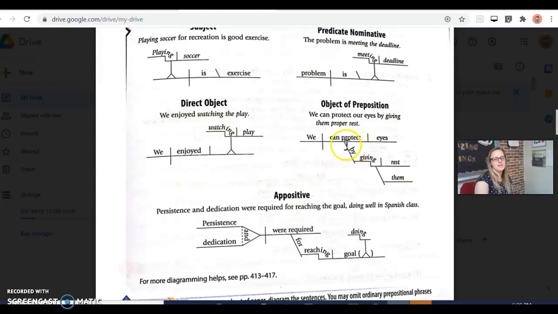By, there is the preposition. By what? Giving. And then here are the complements to giving. Giving what? Rest. To whom? To them. So this is the direct object. This is the indirect object of this gerund phrase.